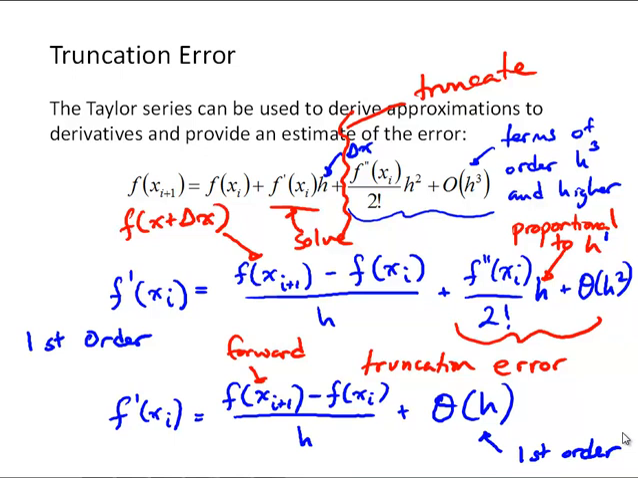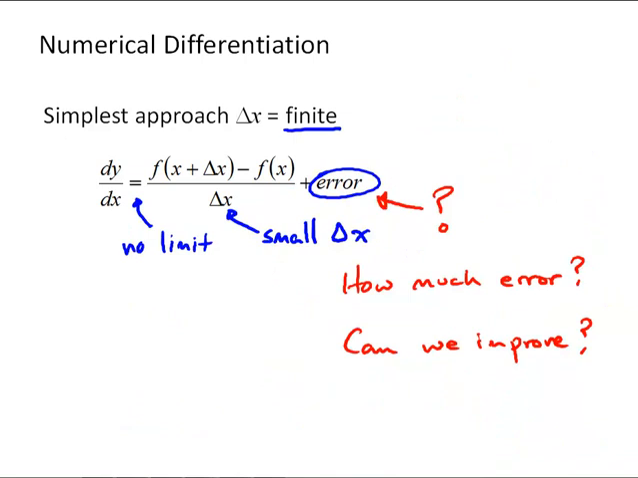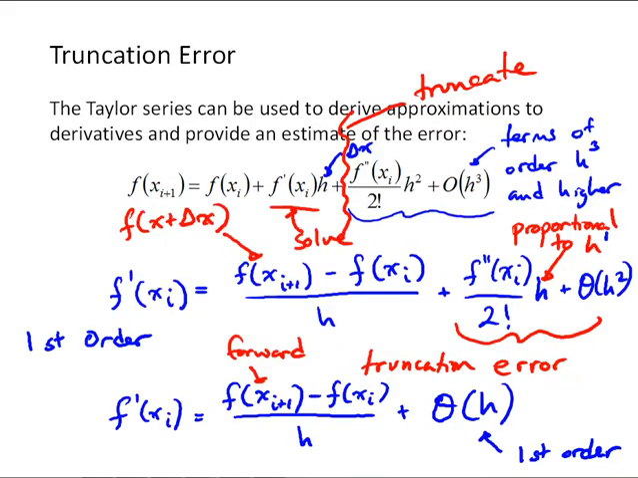So we can kind of go forward from this approach and use a Taylor series to come up with other finite difference approximations. In this example, we used it to get an understanding of the truncation error that we got when we simply introduced the finite difference approximation in the first place. But we can also use the Taylor series to develop additional finite difference approximations and to understand how they behave. So let's look at a couple.